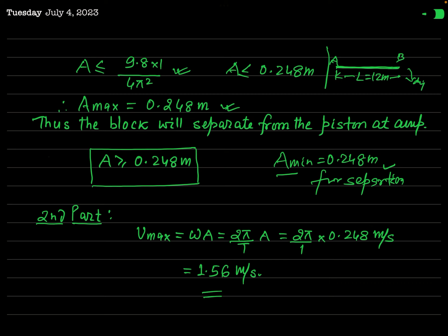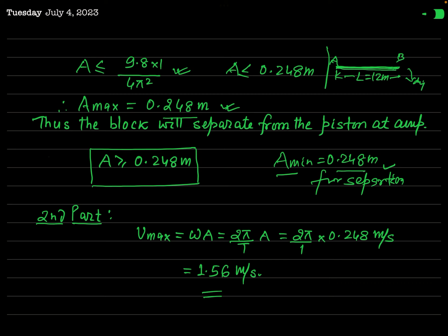Now another person asks you what will be the minimum distance traveled by you so that you will fall from B. The answer will be again 12 meter. At this limit, when you ask what is the maximum amplitude so that the block is not separated from the piston, the answer is 0.248 meter. And when you ask what is the minimum amplitude of this SHM so that the block will get separated from the piston, the answer will be again 0.248 meter.